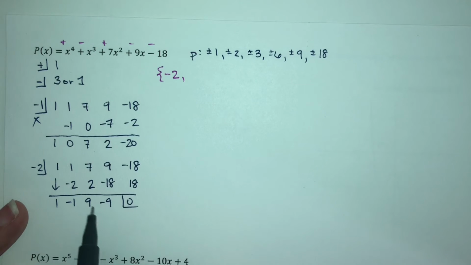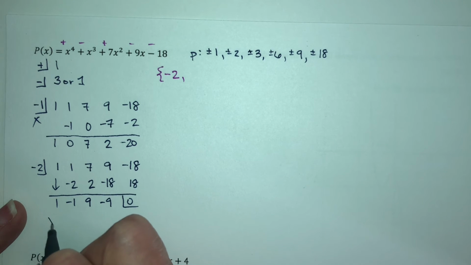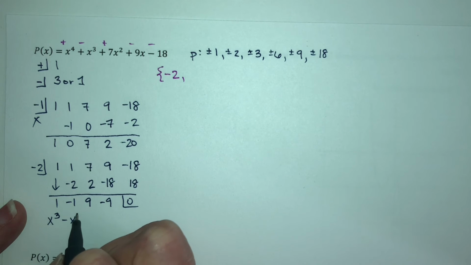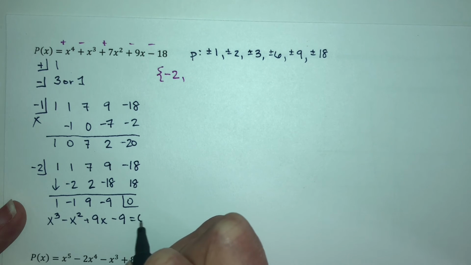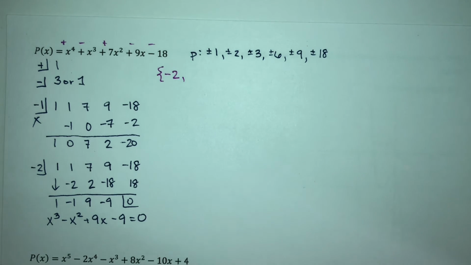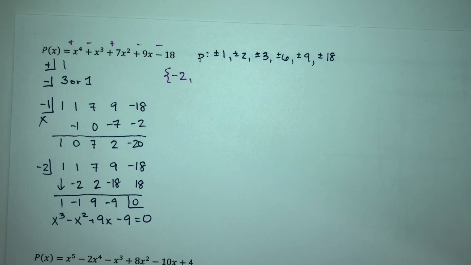What I'm going to do now, I can keep testing these numbers if I want to, but to make my life easier, I really should write down what this is, and then I may be able to adjust my p over q values based on my new equation here. So this is going to be 1x cubed minus x squared plus 9x minus 9 equals 0. Okay? And that's what I need to solve. And like I said, I always look at what I have and see how it factors. And it looks to me like this may factor by grouping. So it's worth a shot, at least.